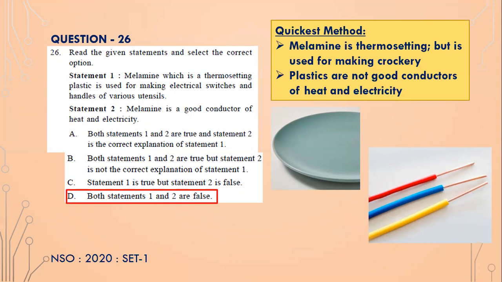So melamine is a thermosetting plastic, but it is not used for making electrical switches. What is used for making electrical switches? It is bakelite. And melamine is normally used for dishes. You may be having melamine dishes at home, isn't it? And melamine is a good conductor of heat and electricity. It is false. Plastics are normally not good conductors of heat and electricity.